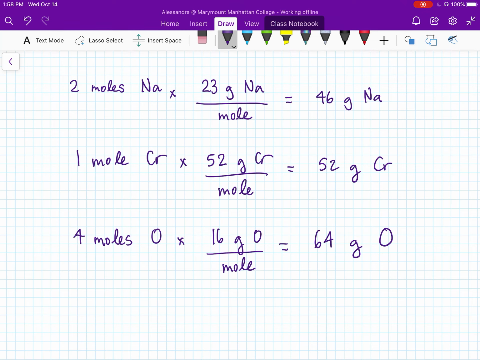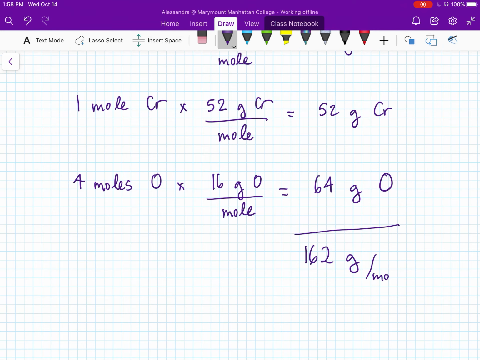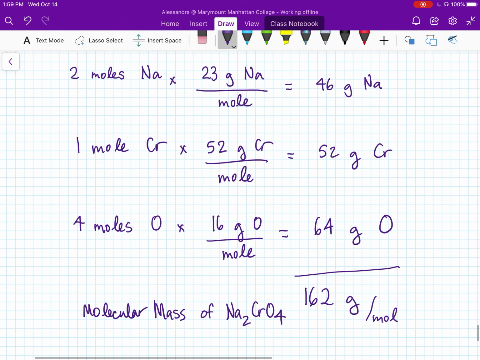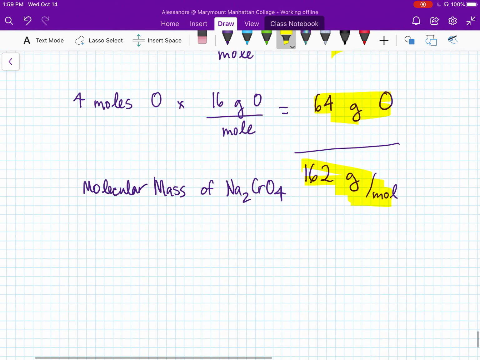So this is the number of grams of each element that makes up the compound. And if I add them all up, I get 162 grams. And 162 grams per mole is the molecular mass of the whole compound, the molecular mass of sodium chromate, Na2CrO4. So now, in order to get the percent composition, I just have to place each of these over the total. Very simple. So I can do that for each of them in turn.